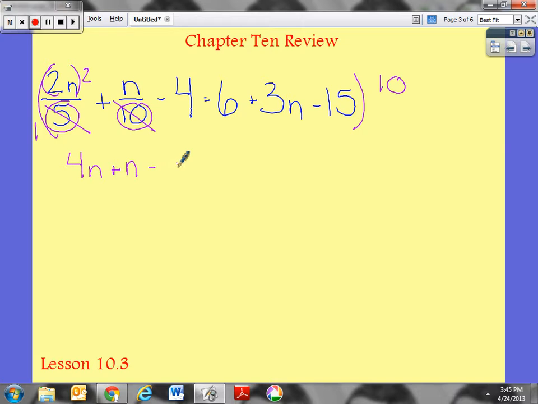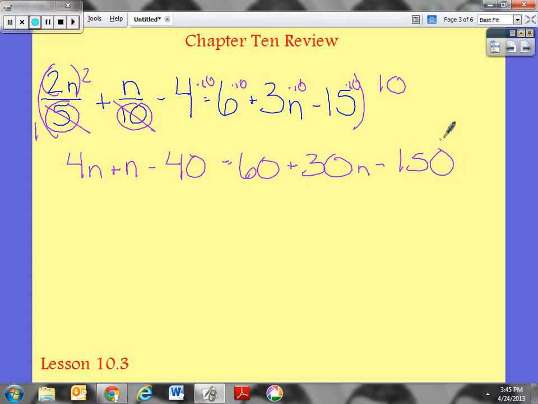Now I have minus 10 times 4 is 40. I have to multiply all the terms now by 10. All these terms by 10. Okay, that's 40. That equals 10 times 6, I'm sorry, is 60. Plus 3 times 10 is 30, and that's 30n. Don't forget that variable with the coefficient there. Minus 150. Okay, let's go about combining like terms.